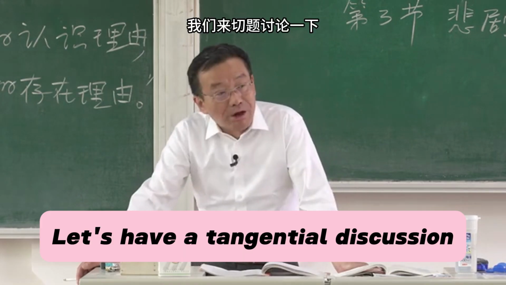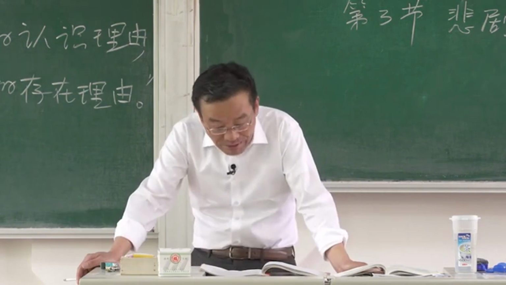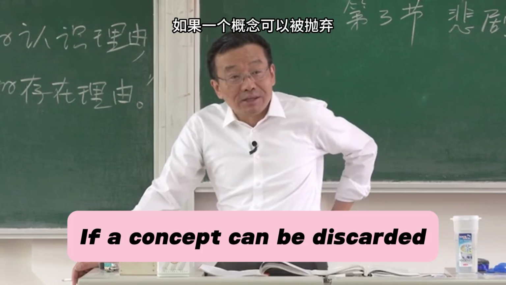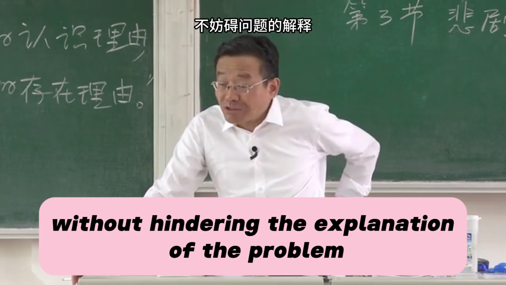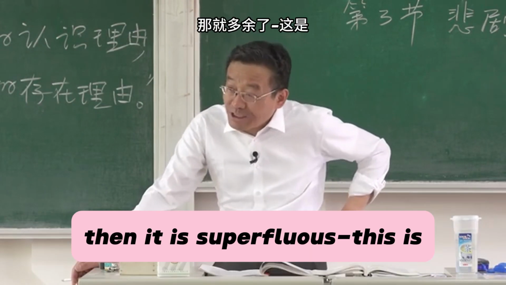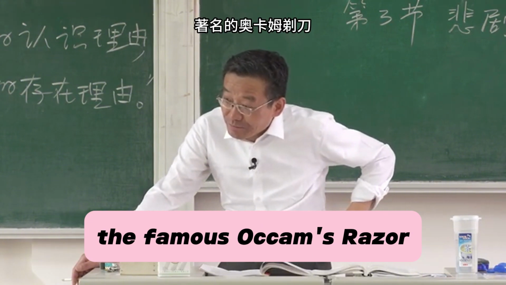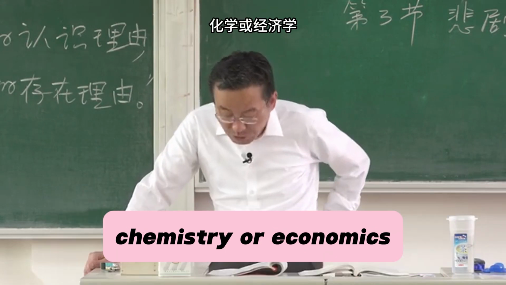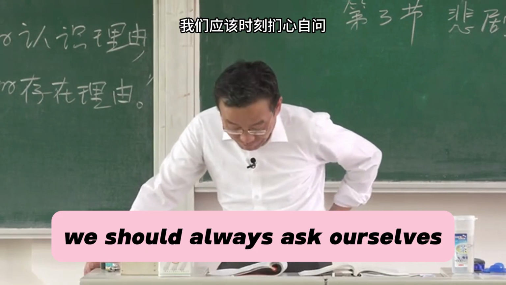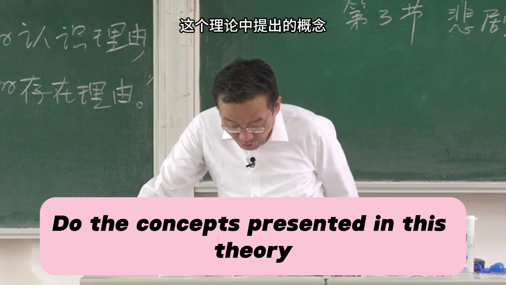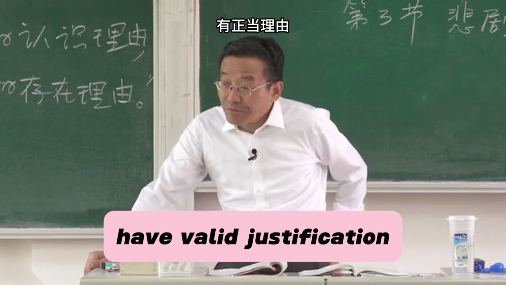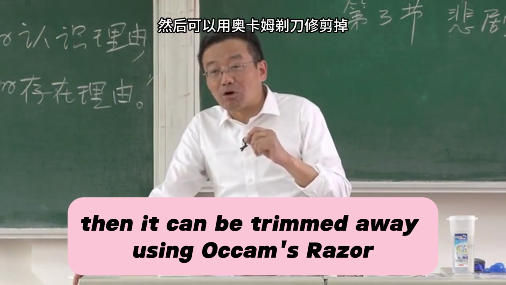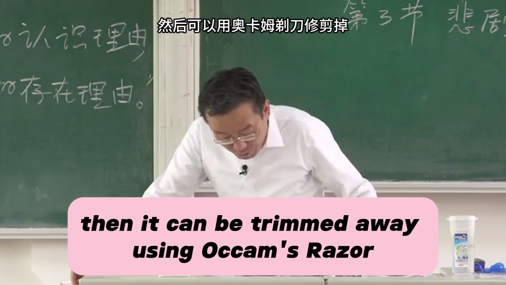Let's have a tangential discussion on the construction of theory. The premise is the formation of a series of concepts. If a concept can be discarded without hindering the explanation of the problem, then it is superfluous. This is the famous Occam's razor. So if we are studying a theory, be it in physics, chemistry, or economics, we should always ask ourselves, do the concepts presented in this theory have valid justification? If the problem can be explained without using a particular concept, then it can be trimmed away using Occam's razor.